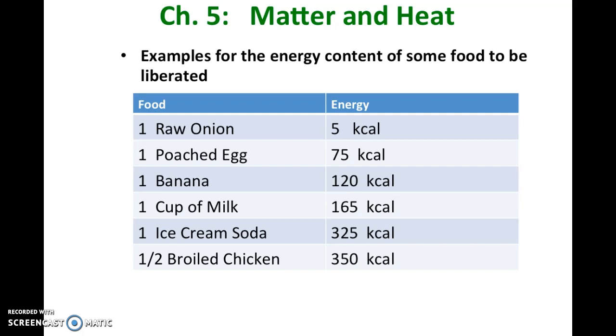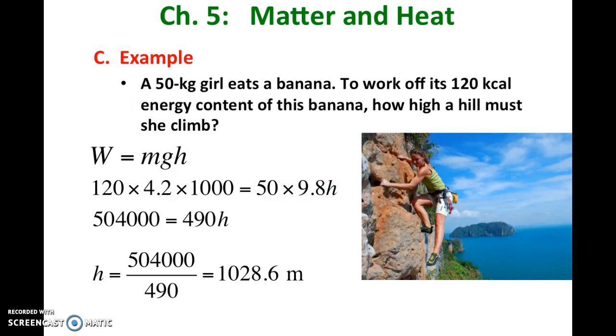This table lists the energy content of some food to be liberated. For instance, 120 kcal energy can be liberated from a banana. To liberate the energy of a banana, a 50-kilogram girl needs to climb a mountain of height, based on the calculation, equal 1,028.6 meters to work out against the gravity.